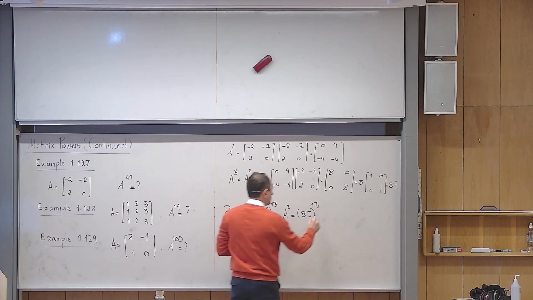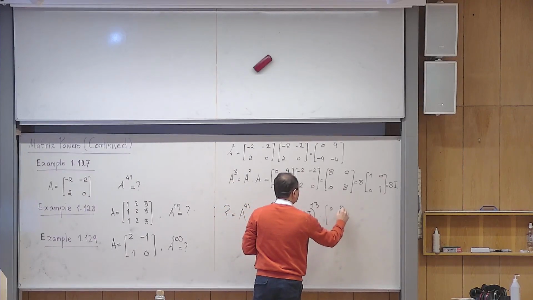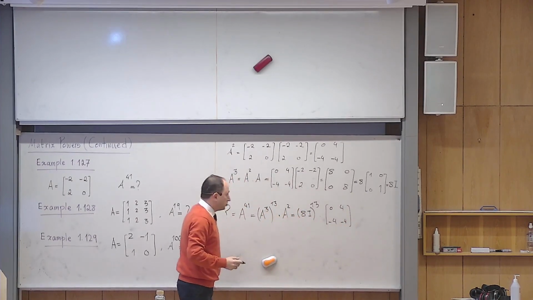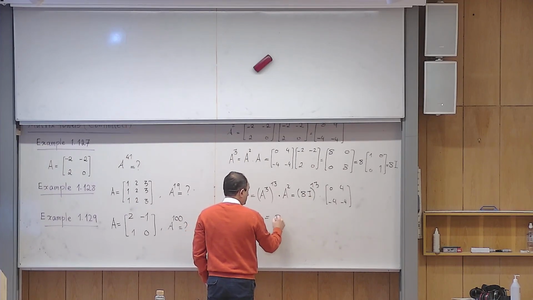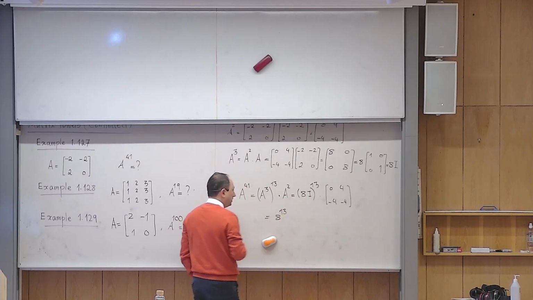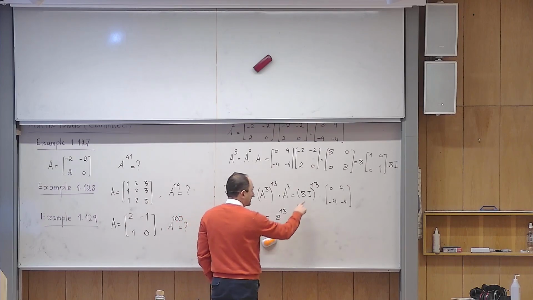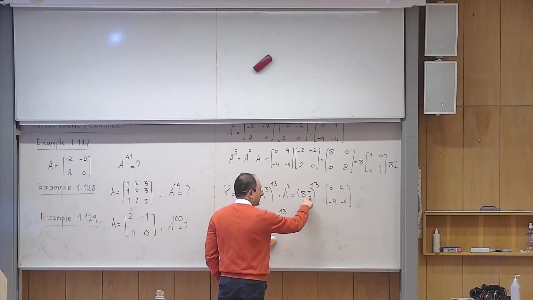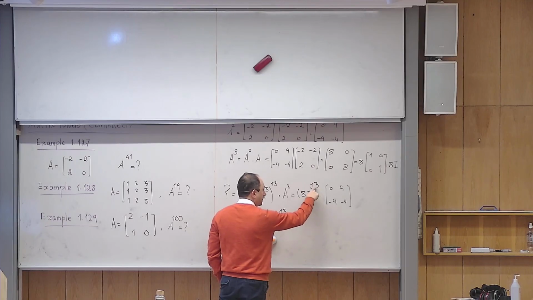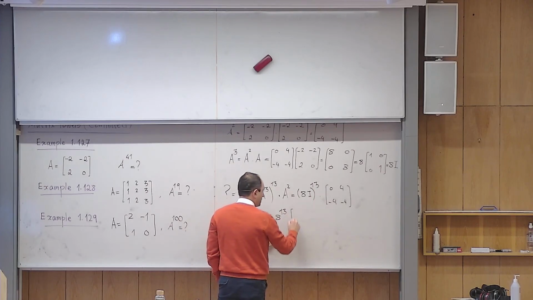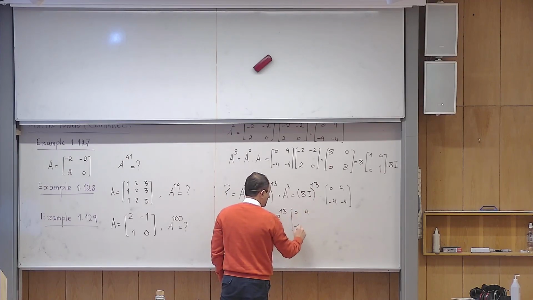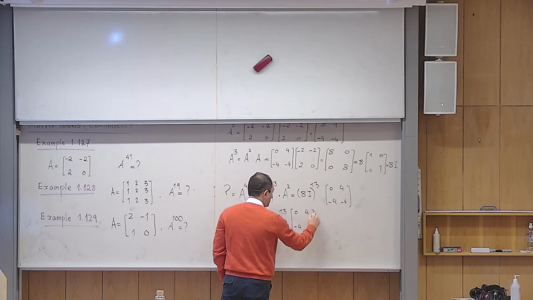And instead of A squared, I have it on board. It is 0, 4, minus 4, and minus 4. Yes? But then 8 to power 13, I don't know. I don't need to know. I just write it as 8 to the power of 13. But the important thing is that the matrix involved is not complicated anymore, because I to power 13 is just I, and I multiplied by any matrix is the matrix itself. So this becomes multiplied by 0, 4, minus 4, and minus 4.